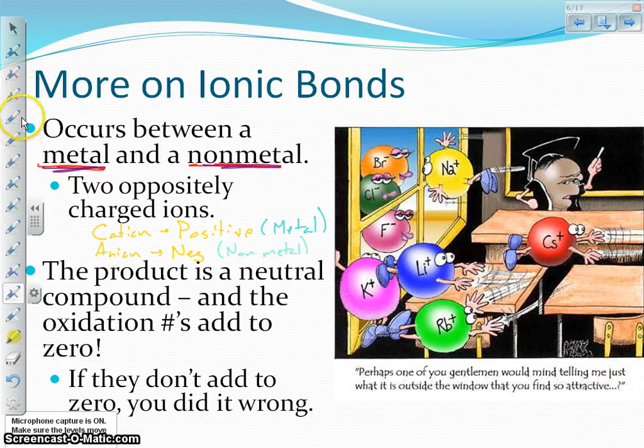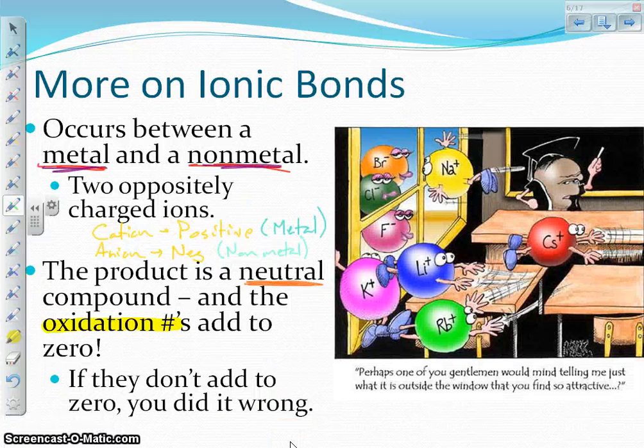And when we have this bonding occur, another key point is that the product is always going to end up being neutral. And the neutral is very important. Basically what that means is that the oxidation numbers add up to 0. And we'll look at how that works with some examples in a second. But your double check is, do the oxidation numbers add up to 0? If they don't, you definitely did it wrong. So that's your easy double check.